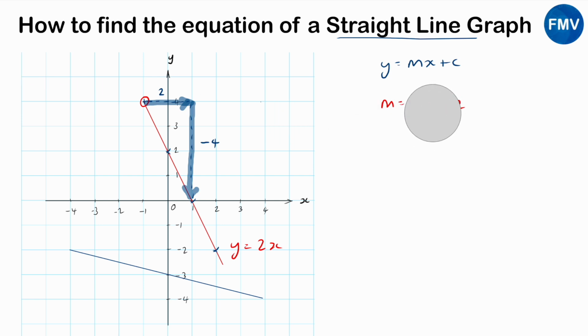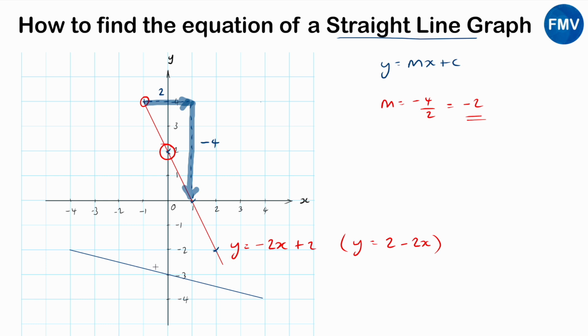So I will change this. We now have minus 4 over 2, and that is minus 2. That's what I should have. So my gradient is minus 2. So now this line here is y equals minus 2x. And all we need to do now is find the y-intercept. Well, that is just there. That is positive 2. So you've got y equals minus 2x plus 2. Just be careful, because sometimes that can be written as y is equal to 2 minus 2x. It is exactly the same thing.